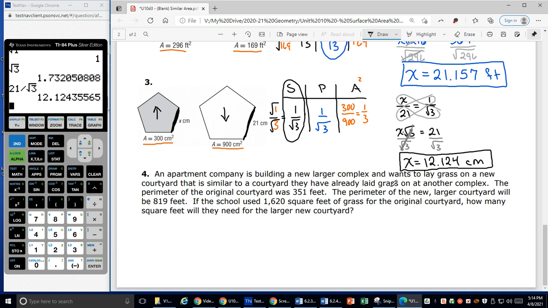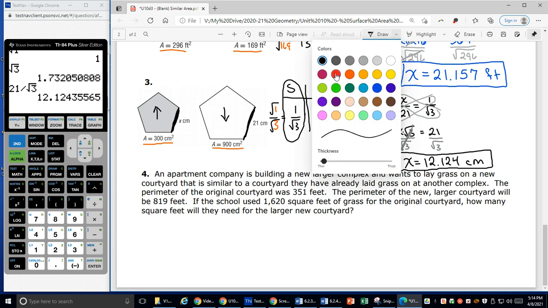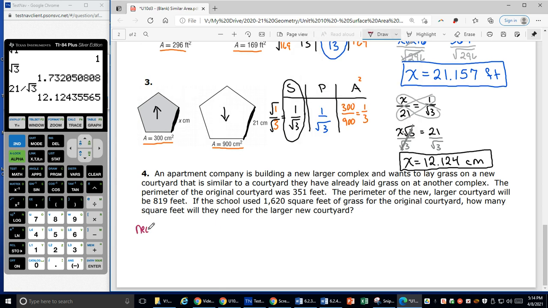All right. So as we read, we've got a new courtyard similar to an old courtyard, a new courtyard and an old courtyard. For my new courtyard, let's do that in this maroon color. For my new courtyard, I've got, I'm going to make this into an arrow. The perimeter of the new courtyard will be 819 feet. So P equals 819.